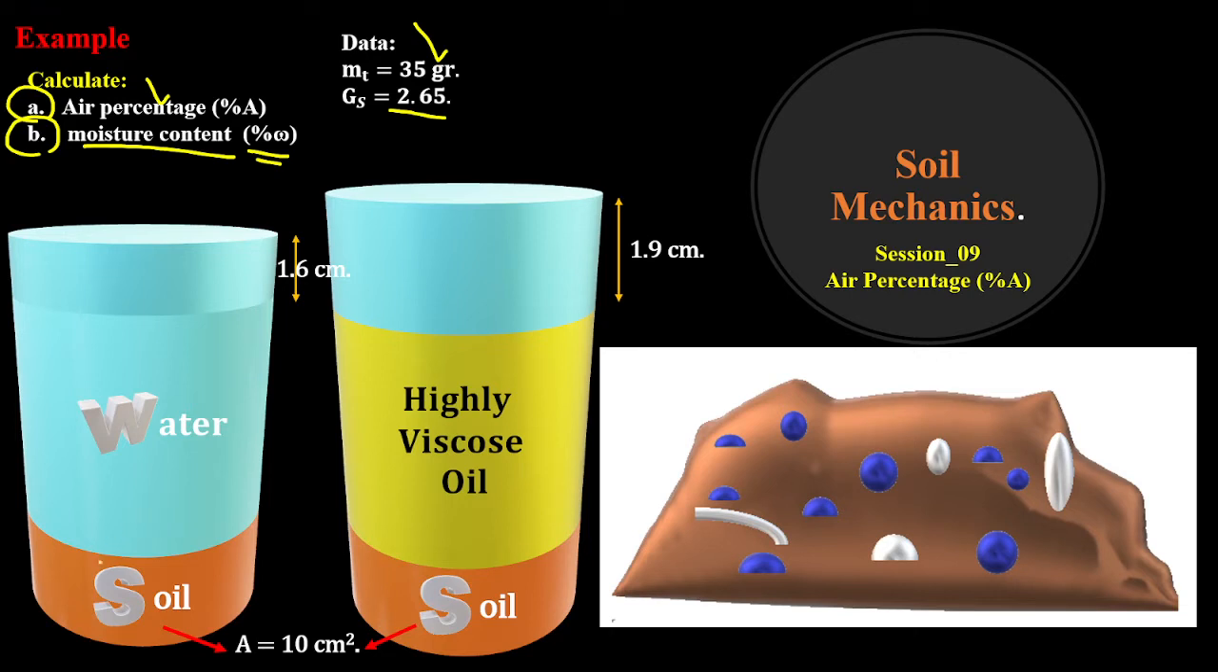In the first part, we put our soil sample in water, and it just rises by a height of 1.6 centimeters. And in the second case, we replace our sample in a highly viscous oil, and in that case, it rises by 1.9 centimeters. So we want to know in part A what is the air percentage.